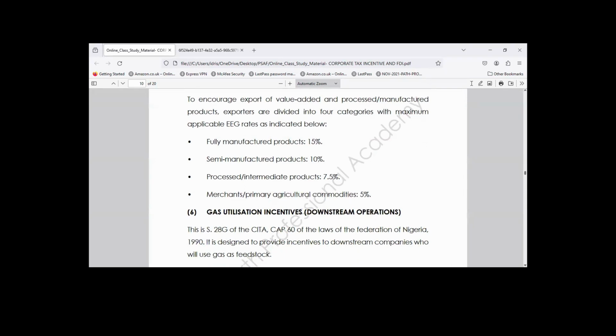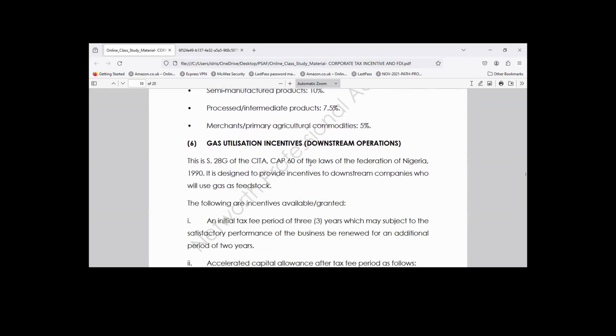Apart from export expansion grant scheme, number six tax incentive that we have is called gas utilization incentive. This one is given to downstream oil and gas companies. Any company that engages in what we call liquefied natural gas, LNG, is given the gas utilization incentive.